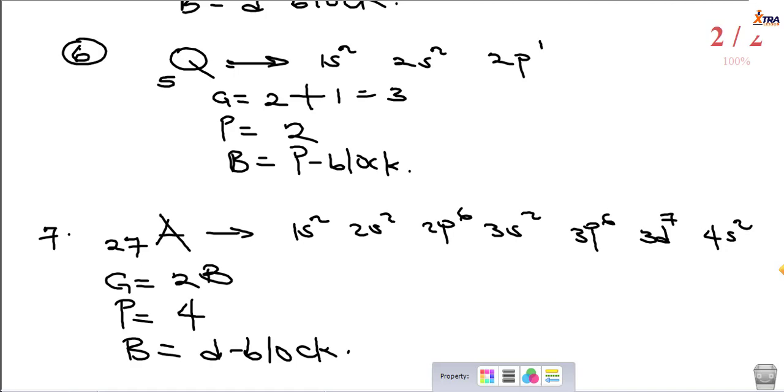Now, with the next lecture, we'll start a new series on groups. We'll start from group 1, we'll run it all through to group 0. We'll talk about the transition elements, we'll talk about the lanthanides and the actinides. It is something you don't want to miss.